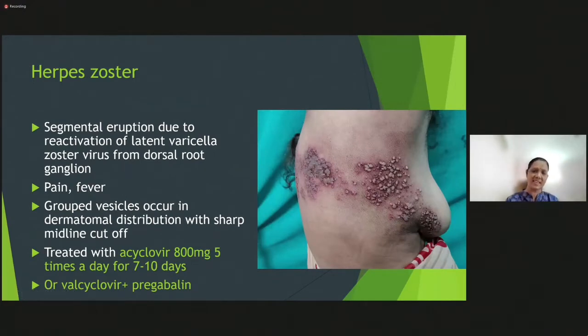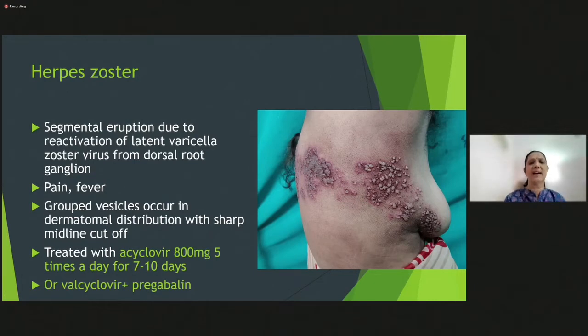When this varicella zoster heals, chickenpox heals, it tends to localize to certain dermatomes. And during any episode of stress or fever, high fever, even COVID, it can reactivate from the dorsal root ganglion to present as vesicles and pustules in a dermatomal distribution. So this is in a dermatome. That actually helps you clinch the diagnosis. Treatment is the same, acyclovir 800 mg 5 times a day for 7 to 10 days.